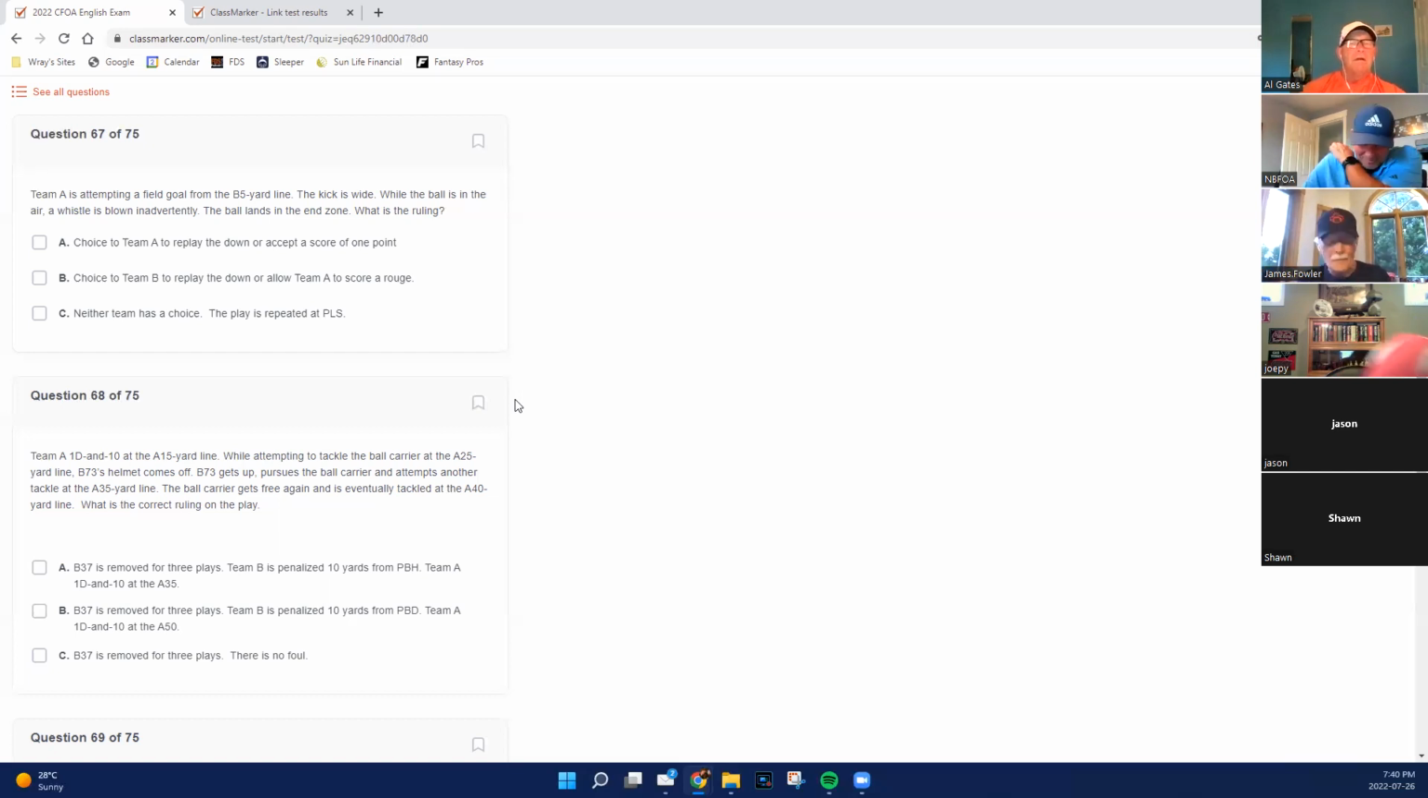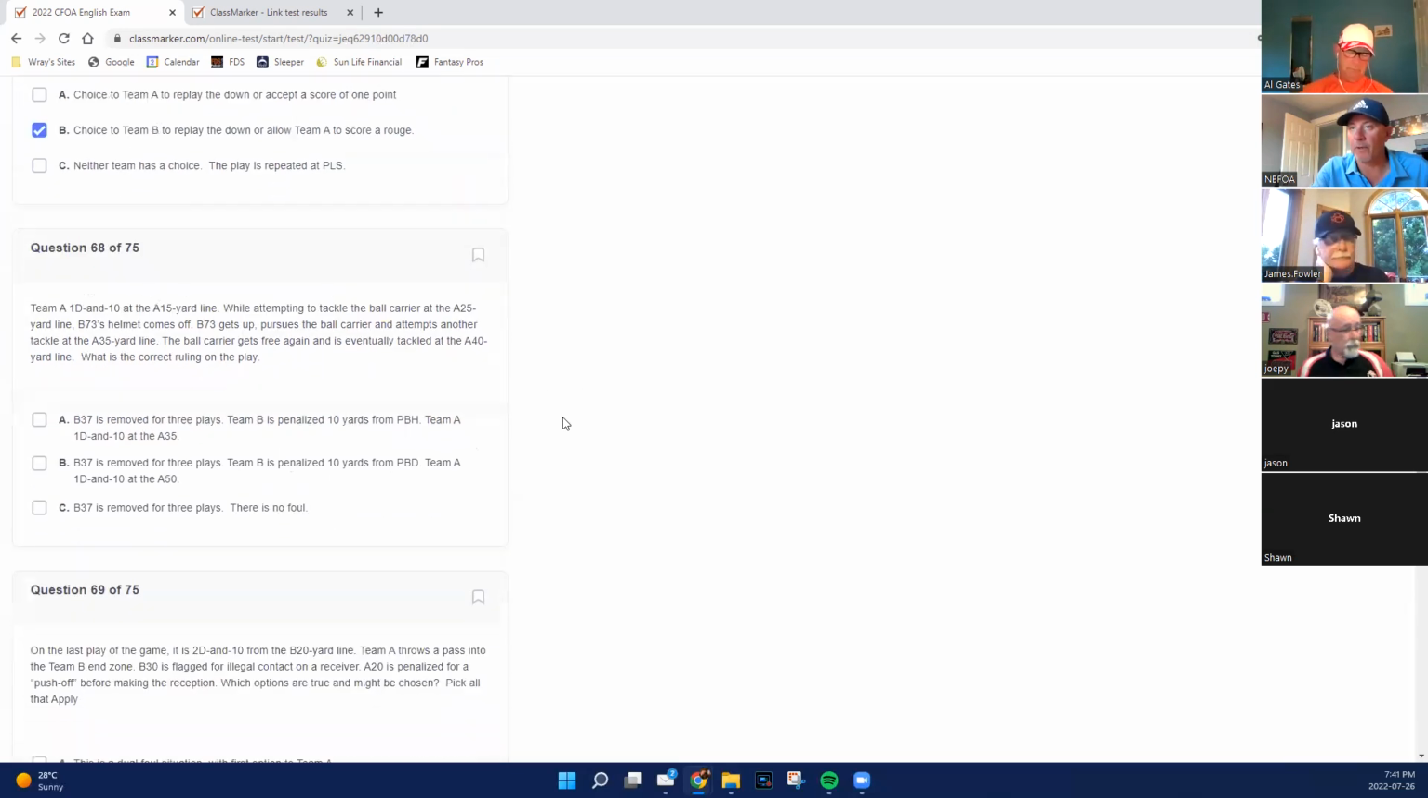I had B. Choice to team B, replay the down or allow team A to score rouge. It's 1-8-1, note 4-3-2. I don't know about the reference, but I agree with B. It says, when the whistle is blown inadvertently on any scrimmage or return kick with the ball not in possession of either team, the receiving team shall have the choice to, and then number 2 is take possession of the ball at the point it strikes the ground, a player, or goes out of bounds in flight. Good job, Andrew. We all good with that one?